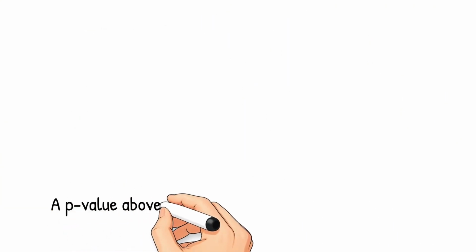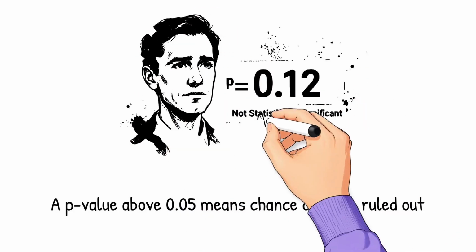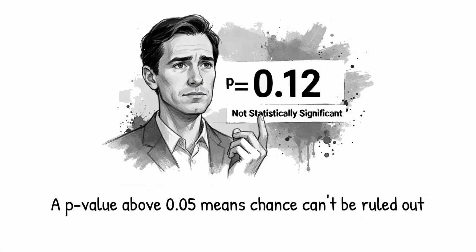A p-value above 0.05 means the result could plausibly have happened by chance, even if there's no real difference. It does not prove there's no effect. It simply means the evidence is not strong enough to rule out chance.